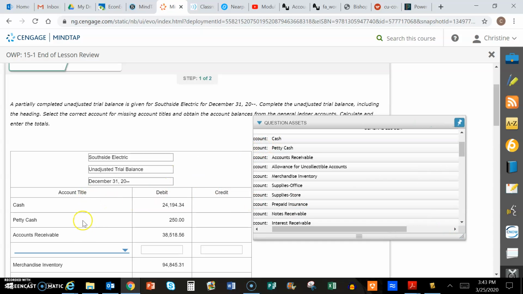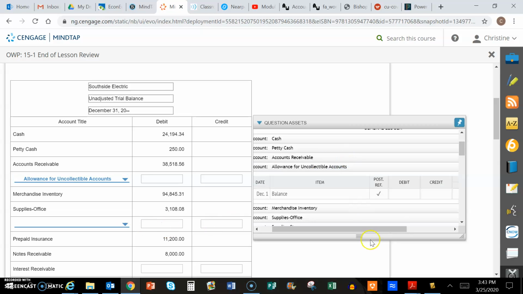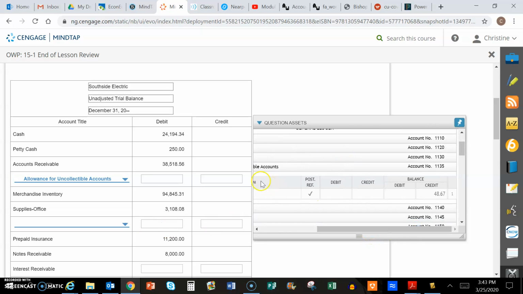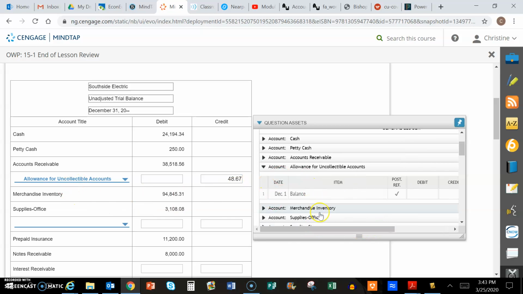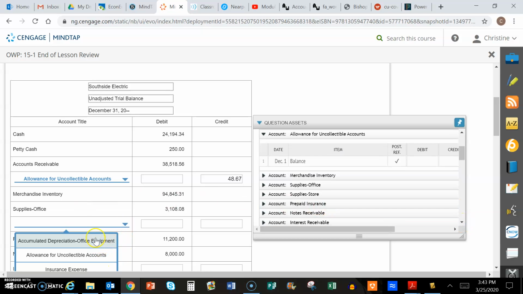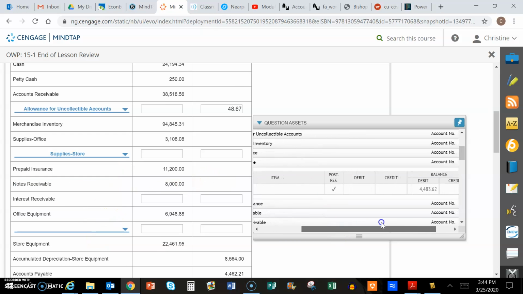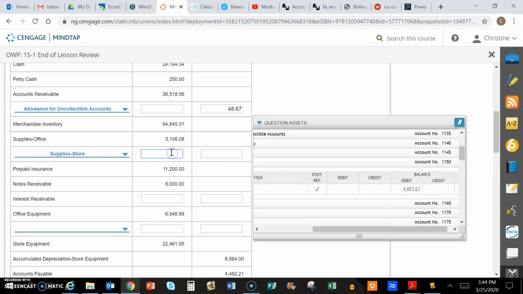We have cash, petty cash, accounts receivable, allowance for uncollectible accounts. Let's click on that and get our balance. Our balance there is a credit of 4867. Then we scroll down and we have merchandise inventory, supplies office, and supplies store. Let's grab supplies store. The balance there, it's an asset, so it should be a debit of 448362.